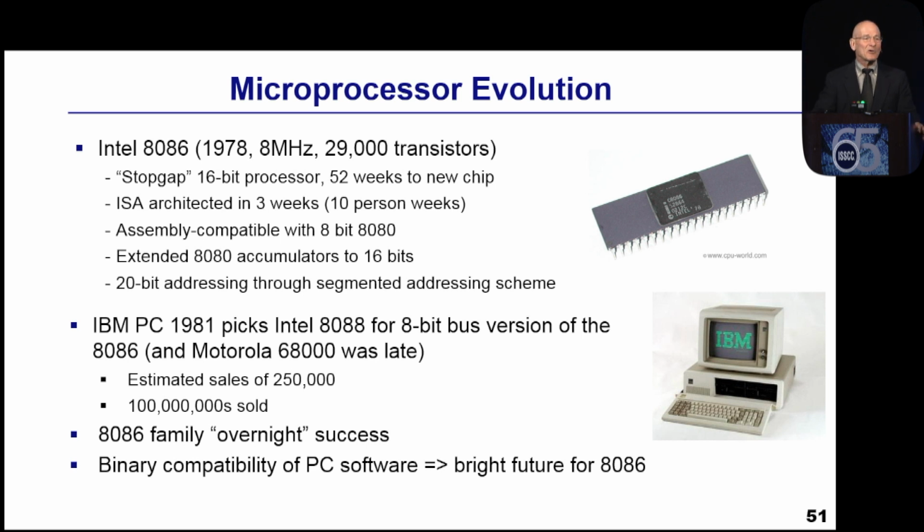And they thought they'd sell 250,000, but they were wrong. They sold 100 million personal computers, and that made the 8086 family an overnight success. And binary compatibility with PC software meant this was an incredibly valuable franchise.